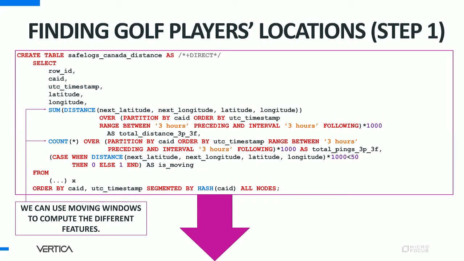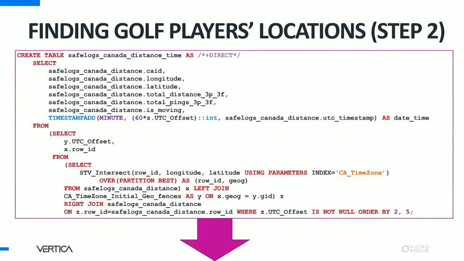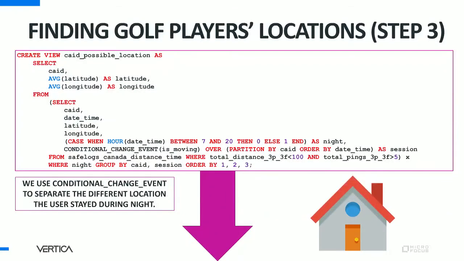Second step, quite easy. We just have to associate the correct time zone using a spatial join. This one will just be used for the next step. Then we have the third step, the most interesting one. We can then filter by night, where there is the higher possibility of finding each user's location. As the study is location specific, we don't care about missing some golf players. We just need to have some golf players' locations to know where approximately golf players are living.